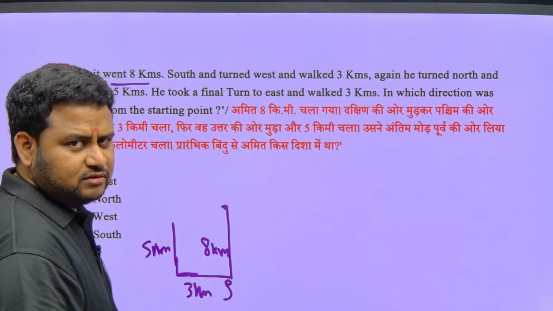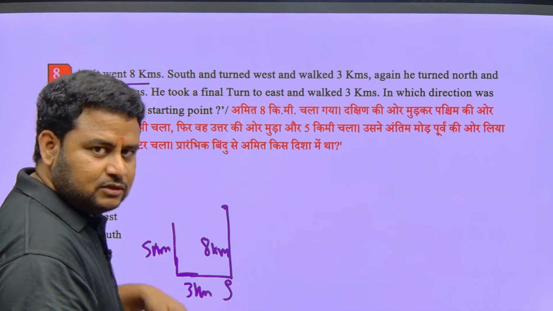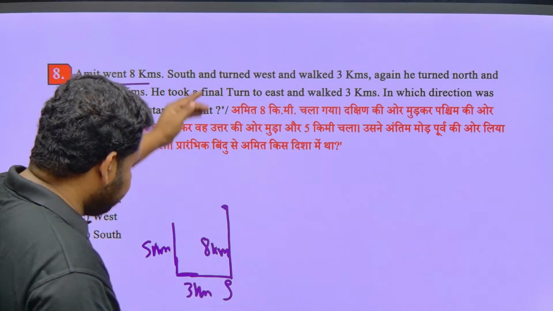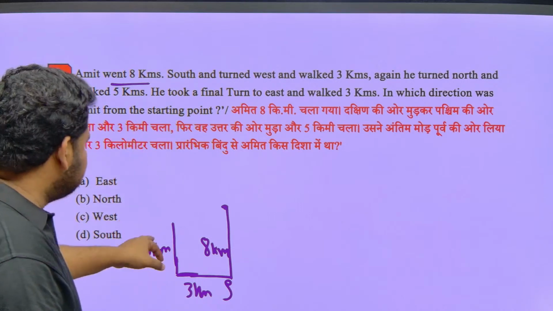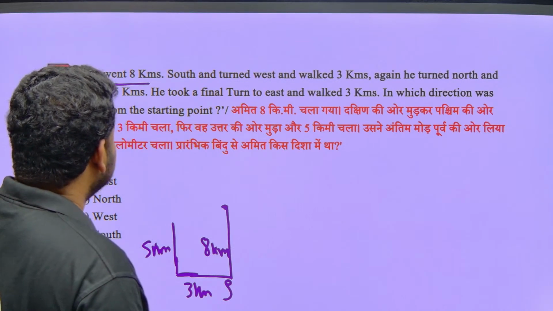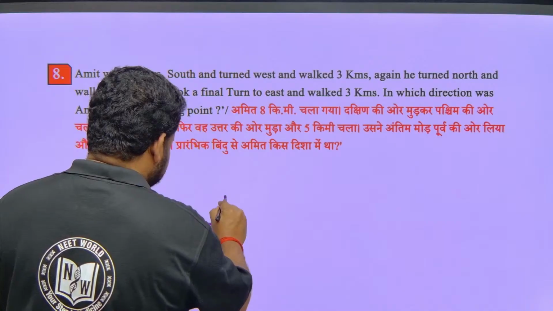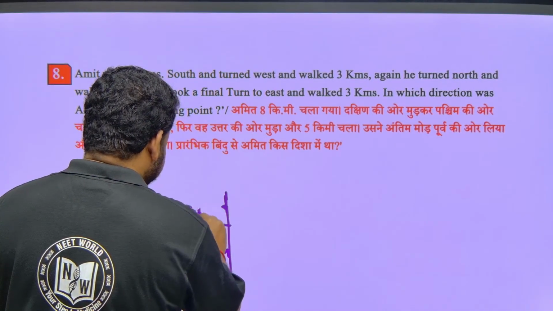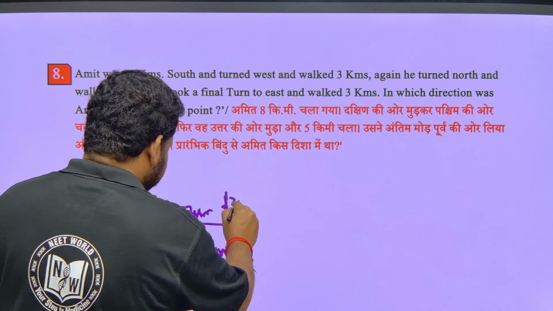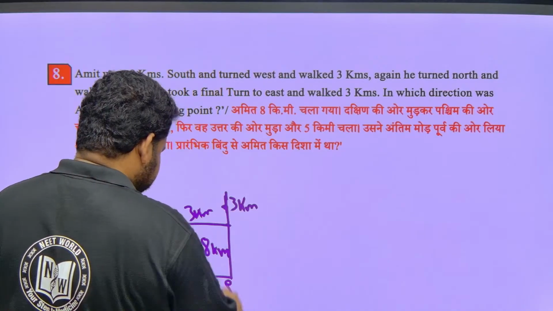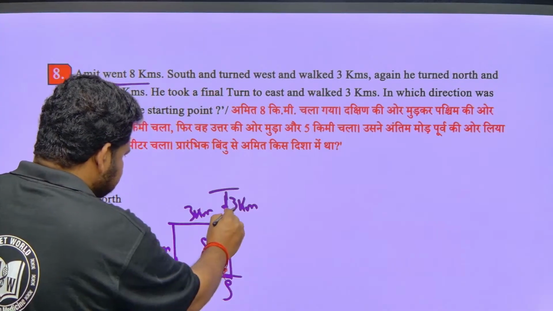See, south means down, west means left, north means up. That's all. Keep it in your mind. Not with reference to the person; you have to look at this. South means you come down, west means left side, and north means you go upwards. So 5 kilometers. He took a final turn to east and walked 3 kilometers. Out of the total 8, this is 5, so this will be 3 kilometers.